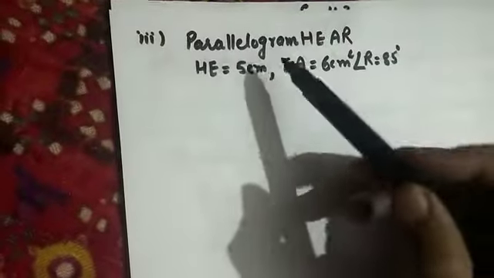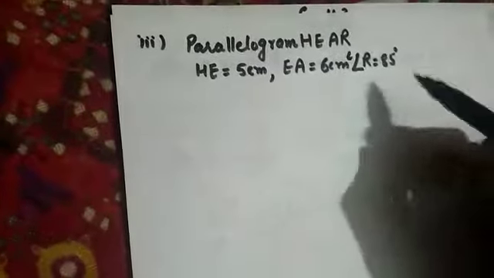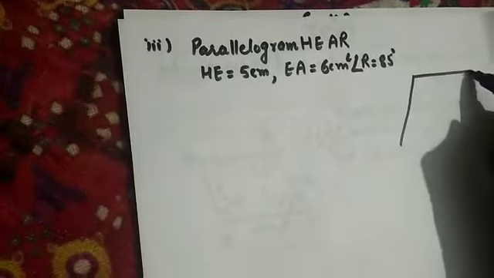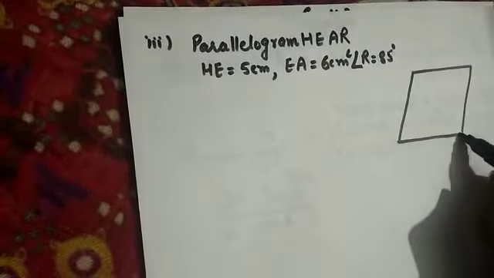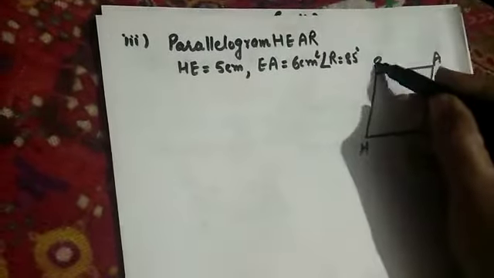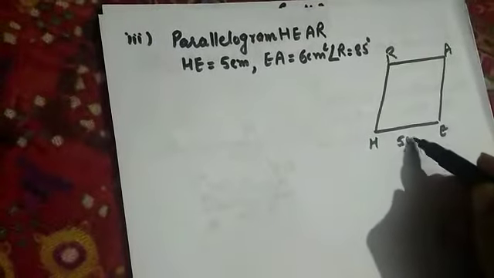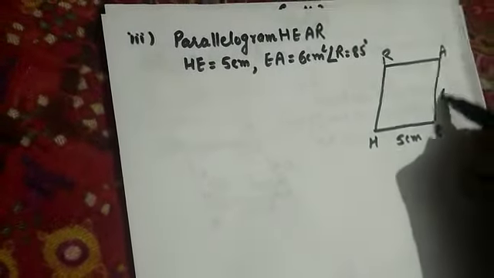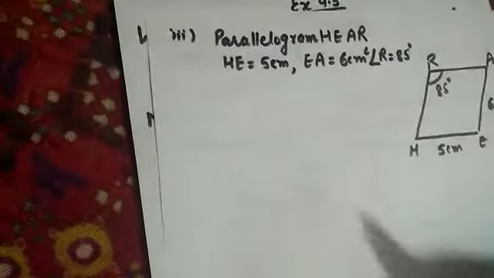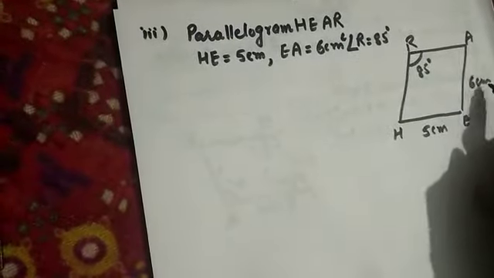Now the third question is parallelogram. You have to draw HEAR. We'll draw rough figure first. H, E, A and R. HE 5 centimeter, EA 6 centimeter and angle R 85 degree. Now here two sides and one angle is given. So how to construct it?